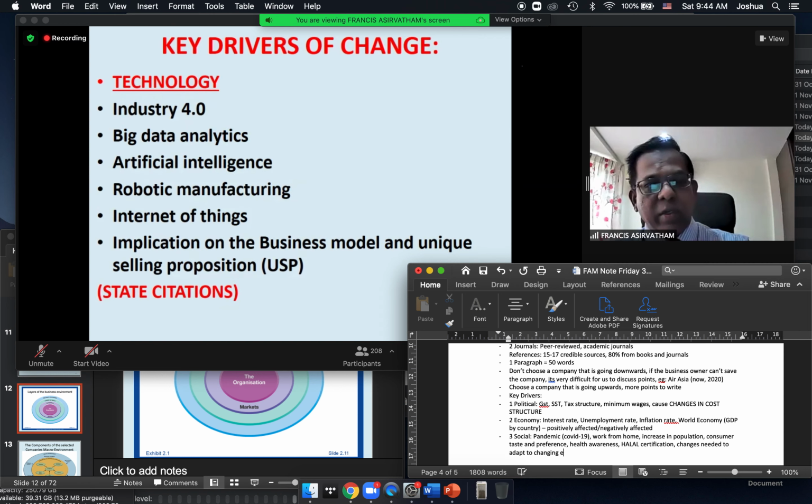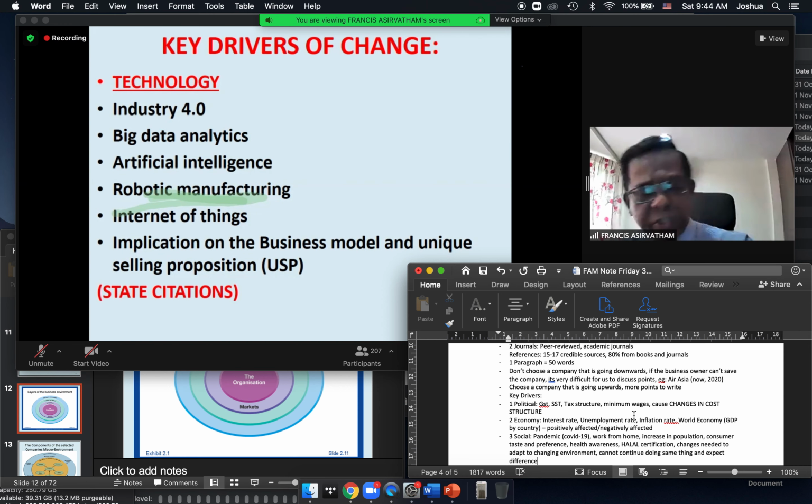Industry 4.0, automation, Internet of Things, most of the things are connected. Our machines are connected. We are connected through the internet. We may have to change the business model due to technological changes, due to the current situation. You need to change the business model. And the unique selling proposition, the proposition also has to change. You cannot be doing the same thing. I'm telling you again, you will see shortly the examples I'm giving.